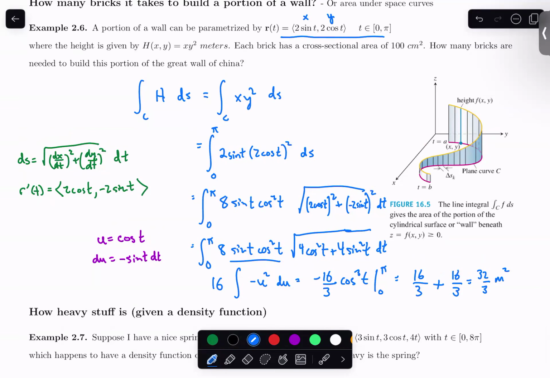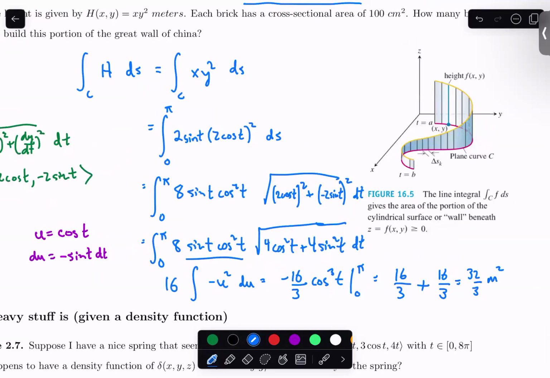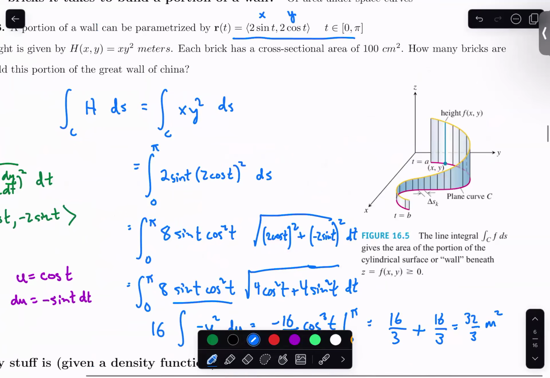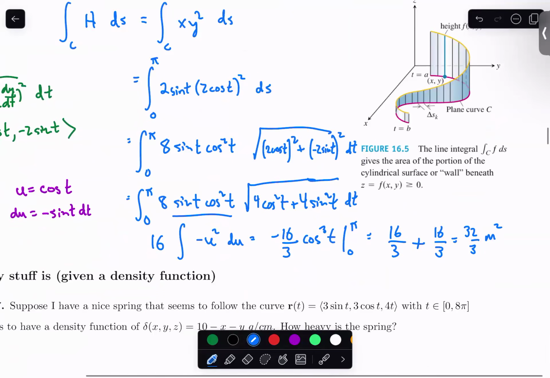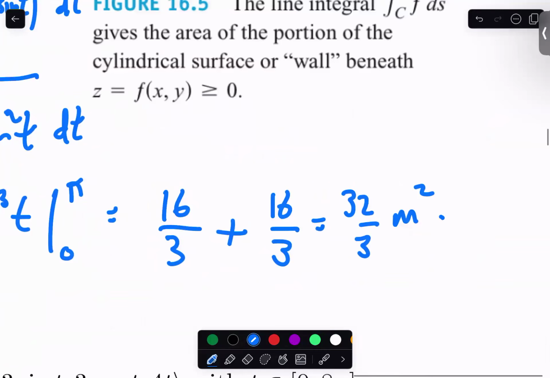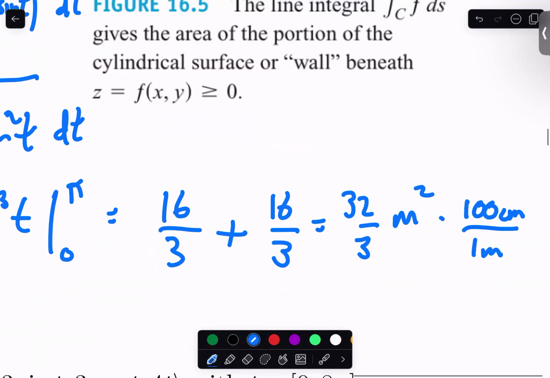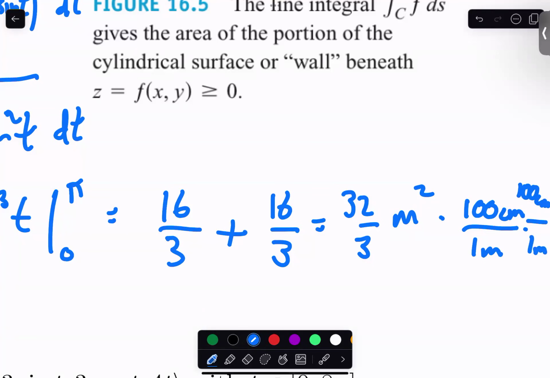And I need to figure out how many bricks. So we got a tiny bit of dimensional analysis here. What I have is that each brick is 100 square centimeters, right? So 100 centimeters is 1 meter. I need to do that twice because it's meters squared. So 100 centimeters is 1 meter. So now I can cancel out my meter squared.